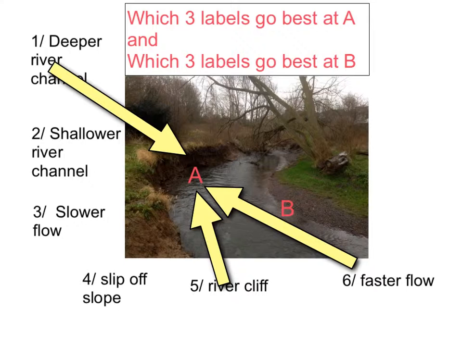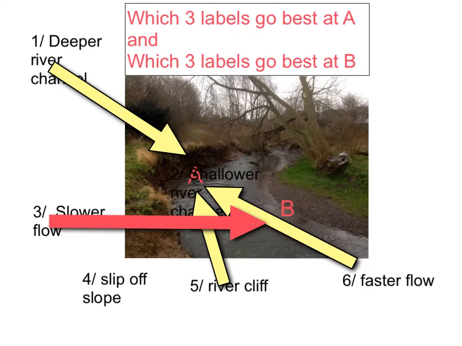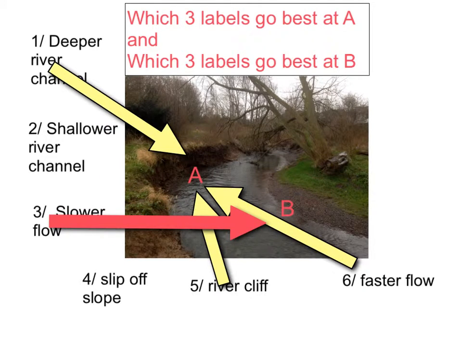Okay, which leaves us with B, which is the inside bend, where there is slower flow, shallower river channel, and what is called the slip-off slope.